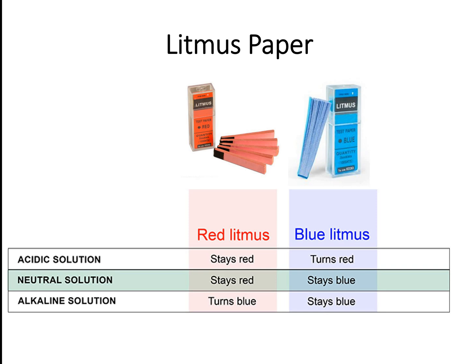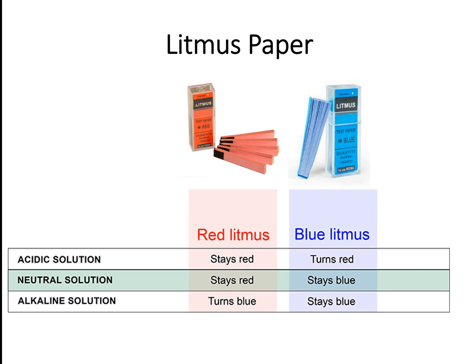Okay, so we're going to learn a bit more about litmus paper now. As I said before, there's two types of litmus paper. Red litmus paper is used for testing alkalis. So if you dip red litmus paper in an acidic solution, in an acid, it will stay red, nothing will happen. If you dip it in a neutral solution, for example water, it will also stay red. But if you dip it in an alkali solution, such as sodium hydroxide, it will turn blue.